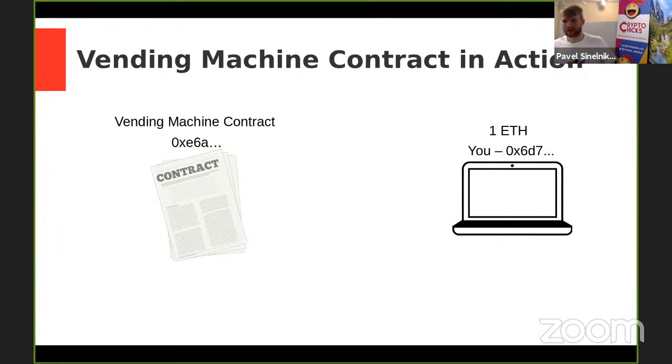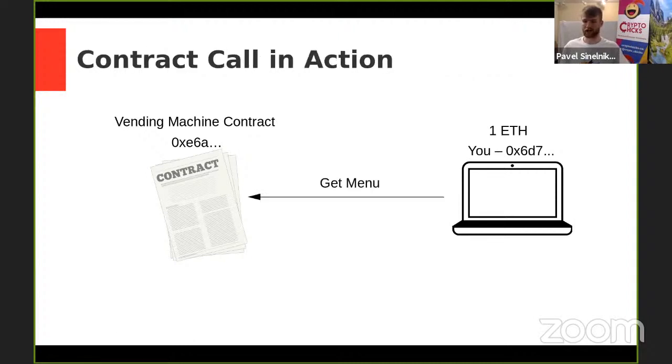Taking a look on the right, we are an Ethereum address. We currently have 1 Ether. To interact with the contract, we want to first send a contract call. We get the menu from the contract, and out comes the menu, which is Crab Cola, Crab Classic, and Crab Max. I mean, there's probably more menu items, but that's all I can think of.